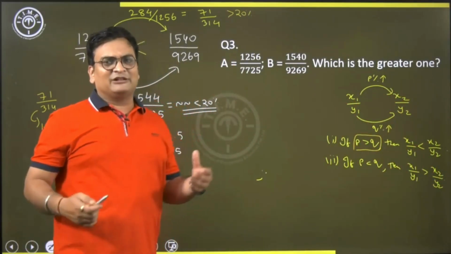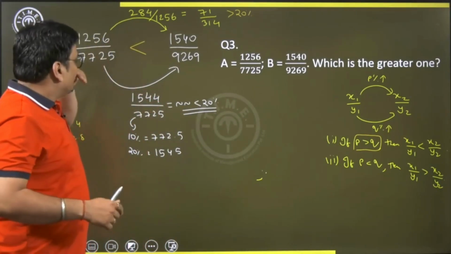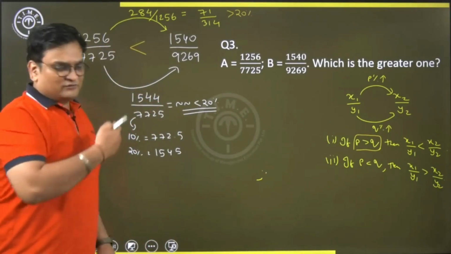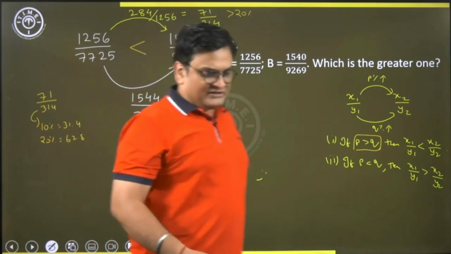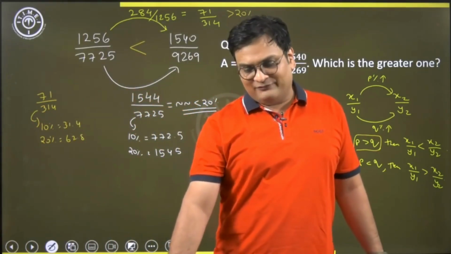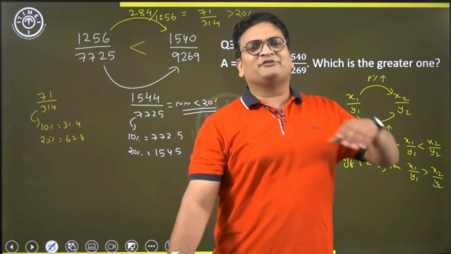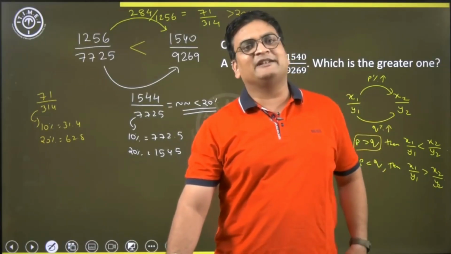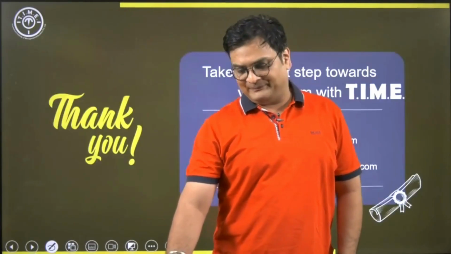So this way, without any direct calculation, simplifications, we could get to our answer by simply checking the percentage change in numerators and percentage change in denominator. I hope we are clear with this also. This is also a very, very important technique that we have when it comes to comparison of fractions.